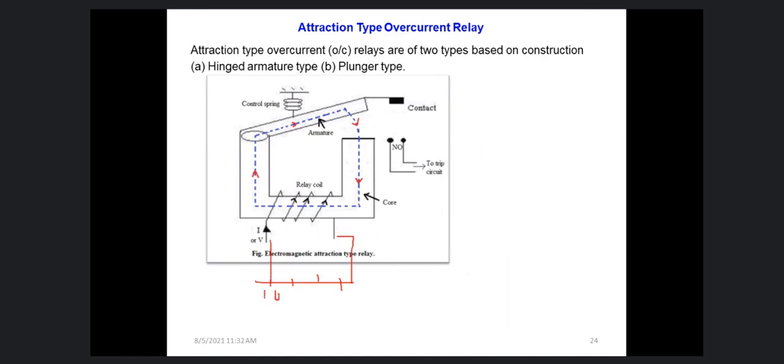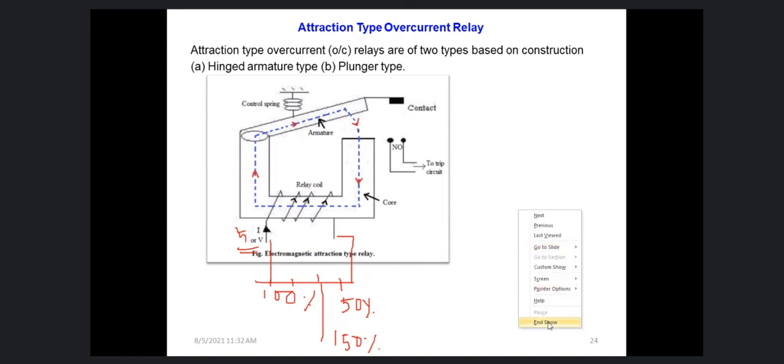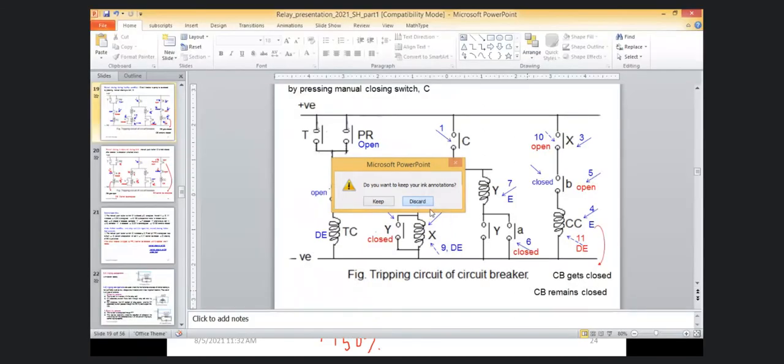So this is a 100% tapping, and that I shall discuss later also. So then the coil will be energized by 100% current. So if it is a 500 by 5 ampere CT, then it is getting 5 ampere current. Similarly, there may be 50% tapping. Similarly, there is provision of 150% also. Then in that case it will be operated by 7.5 ampere. So in that way the pickup we can change. Understood? Yes, ma'am.